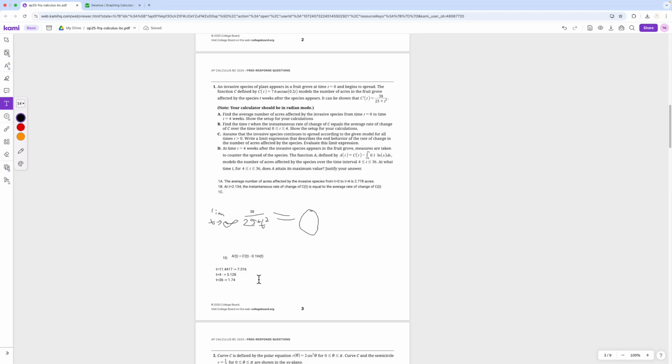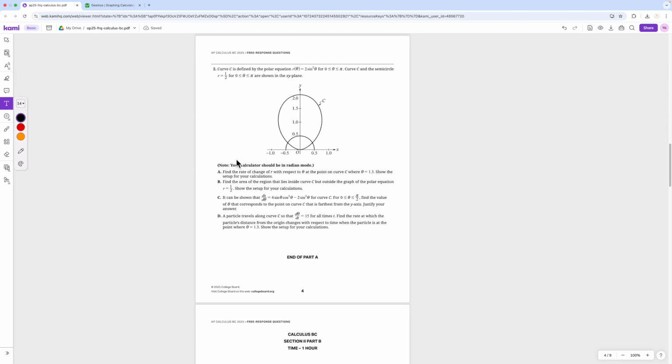Well, that's question 1. Let's move on to question 2. A curve C is defined by the polar equation r of theta equals 2 sine squared theta for theta from 0 to pi, and a semicircle, r equals 1/2 for 0 to pi, is shown here. And remember, your calculator should be in radian mode, not degrees, because we're doing 0 to pi. So first, find the rate of change of r with respect to theta at the point on the curve when theta equals 1.3. So how do we do this?